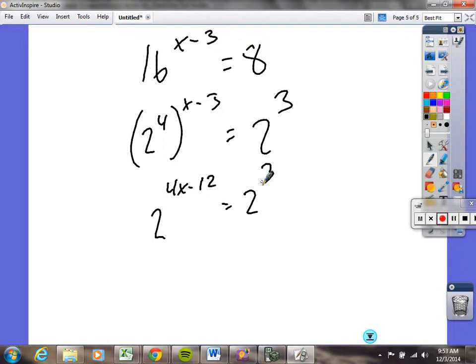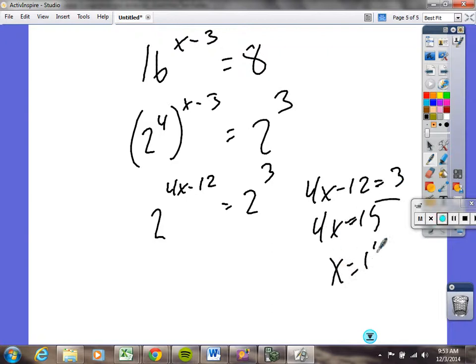So now, because they're like bases, what can I do? Just solve, straight up solve. 4x minus 12 equals 3. 4x equals 15. X equals 15 fourths. Is there another way to do this?